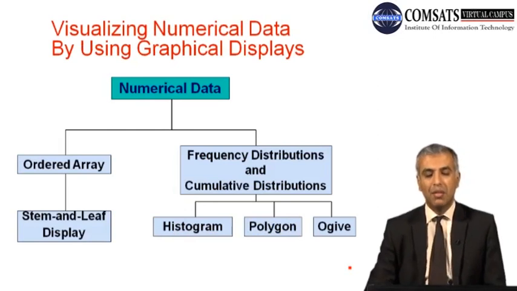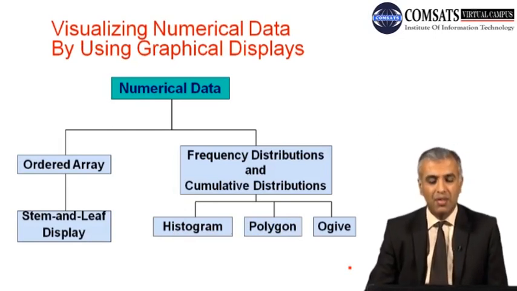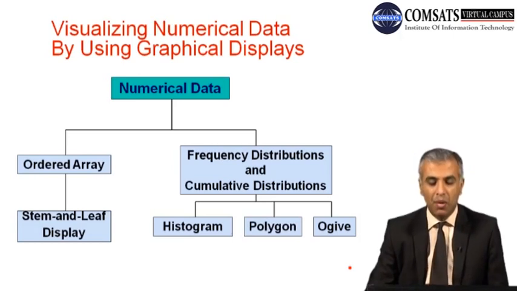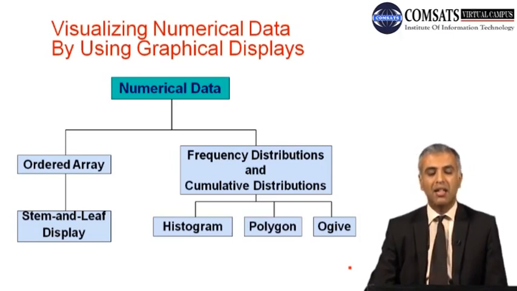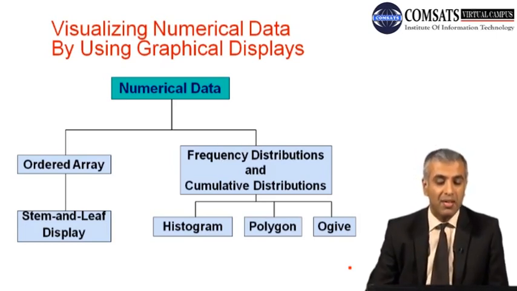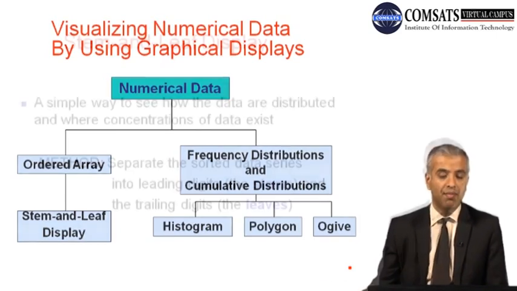Coming to the numerical data, we have various tools to display such kind of information. In this case, first is the ordered array, under which comes the stem and leaf display. Then similarly there are frequency distributions and cumulative distributions, under which the other tools come, like histogram, polygon and ogive. Among these, histogram is more commonly used to portray data, but we will discuss all the options here.